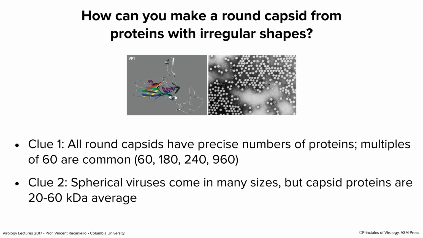Two clues. Clue 1, all round capsids have precise numbers of proteins. They're usually multiples of 60. They're not just random, any number at all. They're multiples of 60, like 60, 180, 240, 960. So that was one thing that clued them in. Clue 2, spherical viruses come in many sizes, but the capsid proteins tend to be between 20 and 60,000 Daltons in size. So those were two clues that people got from working on virus structures for years and years, and that made them realize how you could build a round virus particle.